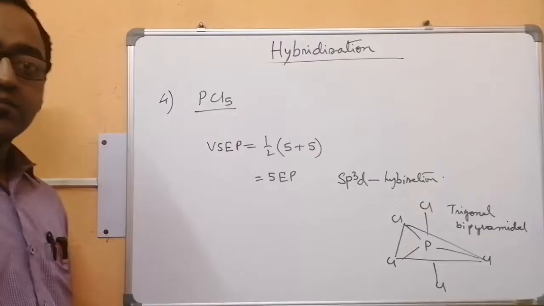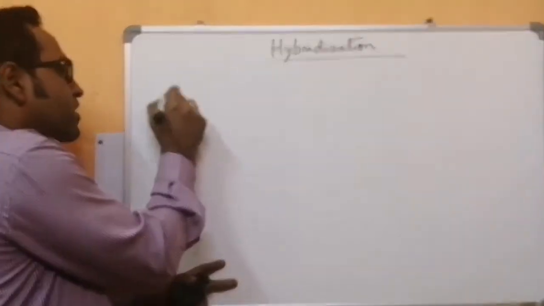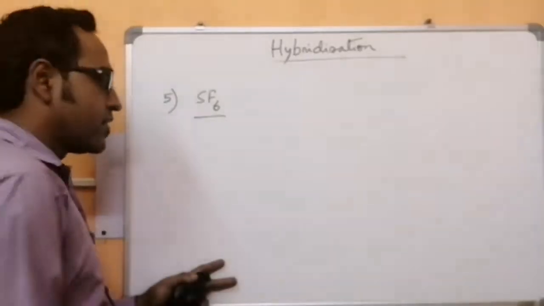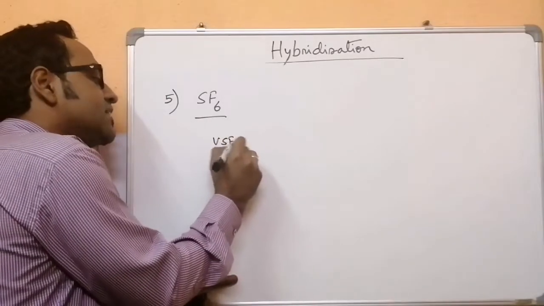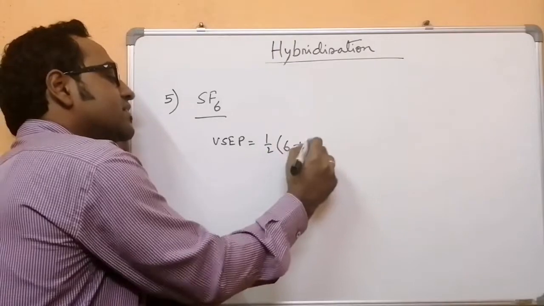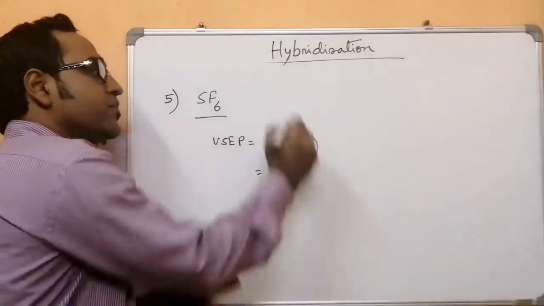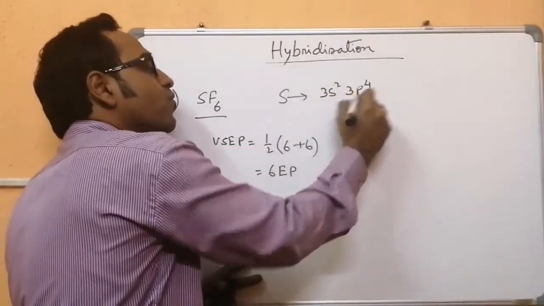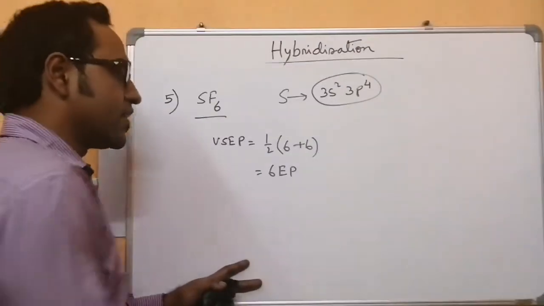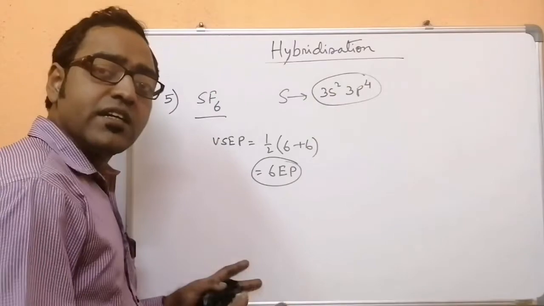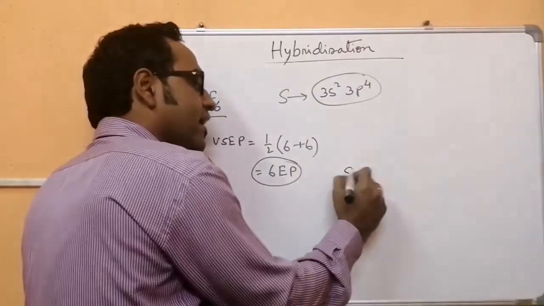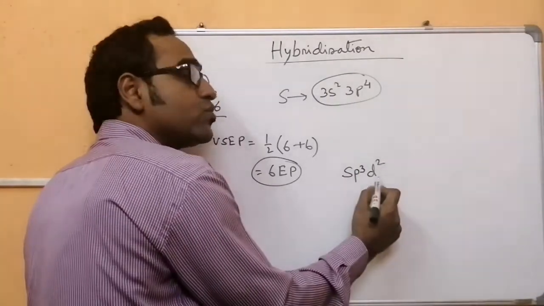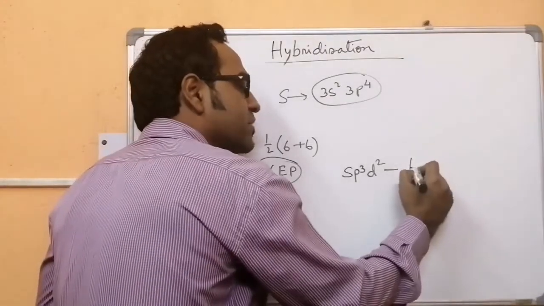Okay. Next example is the fifth one, that is SF6. Again, in SF6, VSEPR calculation is half of 6 plus 6, so it is 6 electron pairs, because you know the sulfur electronic configuration in the valence shell is 3s2 3p4, it contains 6 electrons in the valence shell. Now to keep 6 electron pairs, we need 6 orbitals, that is sp3d2, total of 6 orbitals, 1 s, 3 p and 2 d, so it is sp3d2 hybridization.